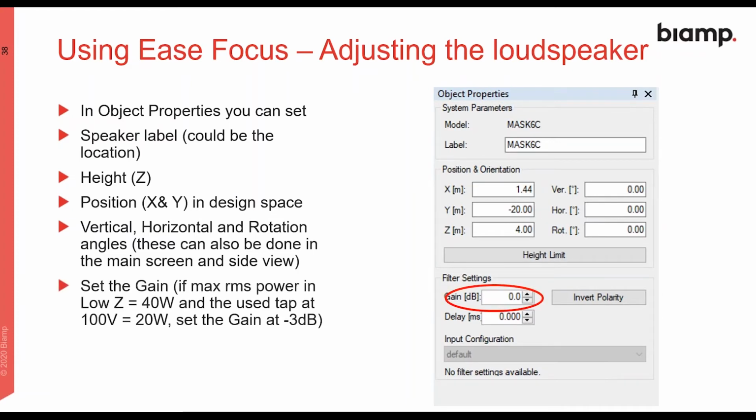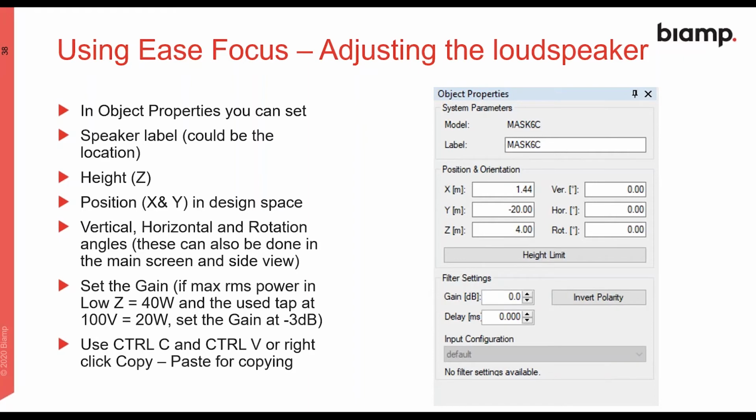You also can set the gain. So for example, EASE Focus only works with low impedance loudspeakers, so it doesn't know anything about 100 volts or 70 volts. In this case, if you have a low impedance loudspeaker which is 40 watts, and you're using the tap at 20 watts, you can reduce the gain by 3 dB in this point here to accommodate the fact that it's going to be driven at half power.